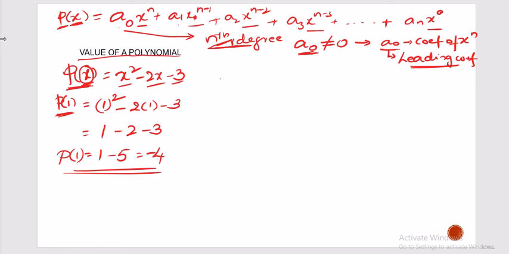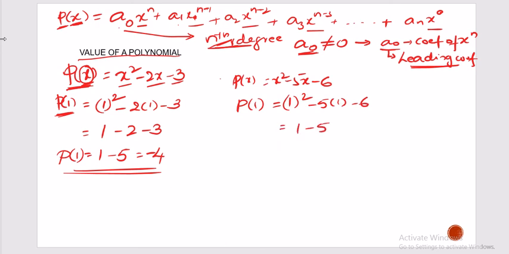Now let us see some more. Suppose I am given a polynomial p of x is equal to x square minus 5x minus 6, and I am asked to find p of 1. So p of 1 means instead of x I need to replace 1. So 1 square minus 5 into 1 minus 6. So 1 minus 11, which is nothing but minus 10. Likewise we can find the value of p of 1.